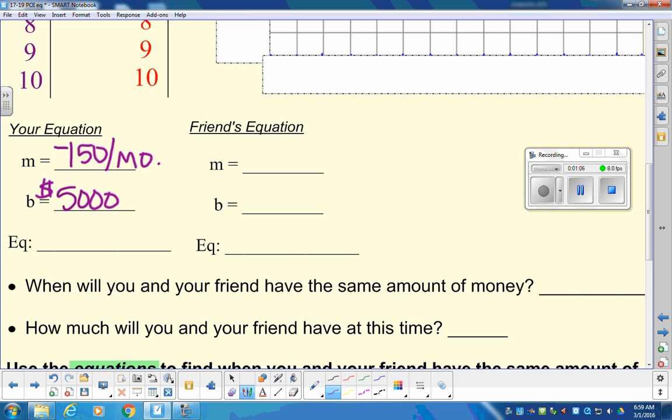So your equation then is y equals mx plus b. Recognizing that y is a stop sign, the slope m is negative 150, x is a stop sign, and we begin with $5,000. So we're taking money out of the account because it's a negative slope. So the line should be decreasing over the course of time. So that's your equation information.